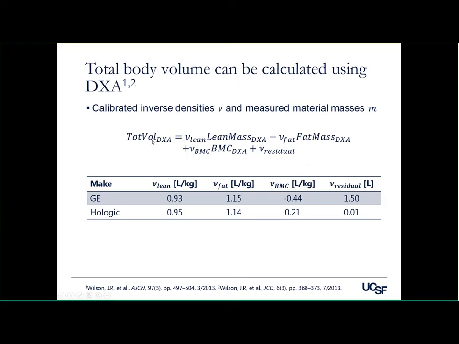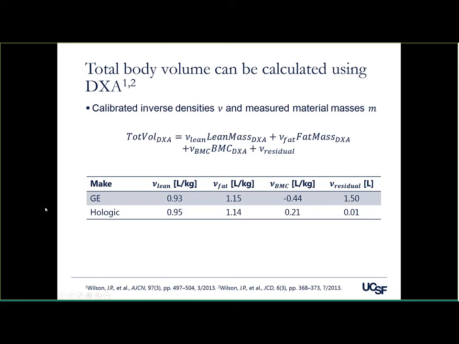The equation is that total volume needs to be estimated from DXA lean mass, DXA fat mass, and DXA bone mineral content. So you've got 3 unknowns here, which are really the physical densities, or the inverse physical densities. And how many people would you need to scan to solve this equation? 3, right? Because you got 3 unknowns. But if you have 1,000 people, you can get better estimates because it averages out the noise.